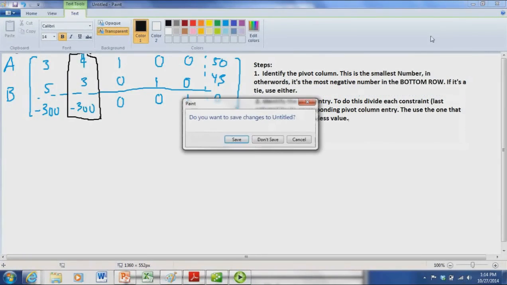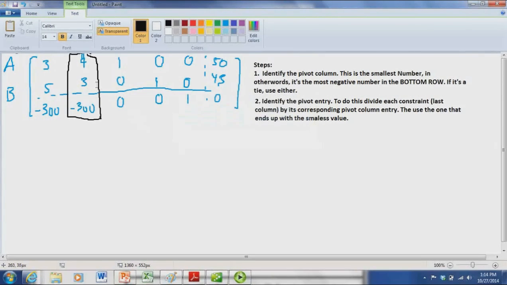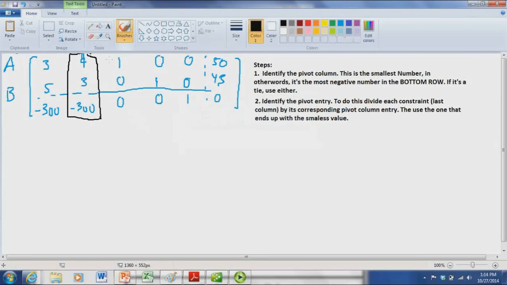One of these, somewhere in here, is your pivot entry. I'll tell you, it's either the 4 or the 3. The negative 300 was used to find the pivot column, but now we have to choose between 4 and 3. The way you do that is you take this number and you divide it by 4. So 50 divided by 4 is what? 12.5.